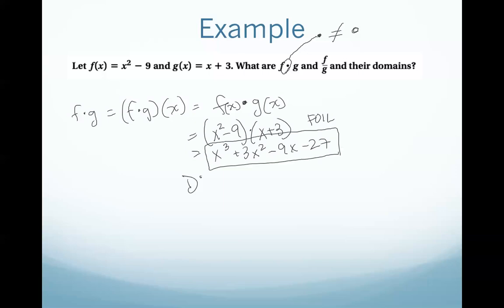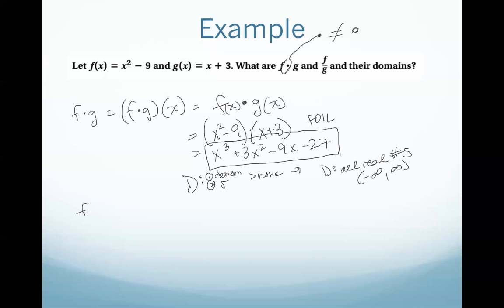To find the domain, I want to check for denominators. There's none. Radicals, there's none. None of either means the domain is all real numbers, or from negative infinity to infinity if you wanted to write it in interval notation.